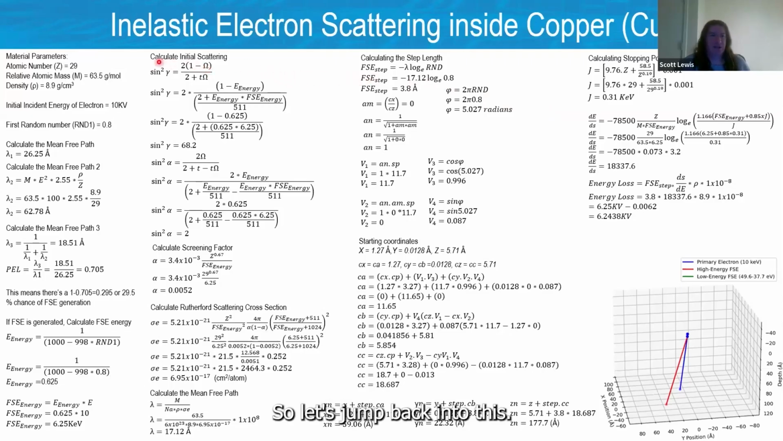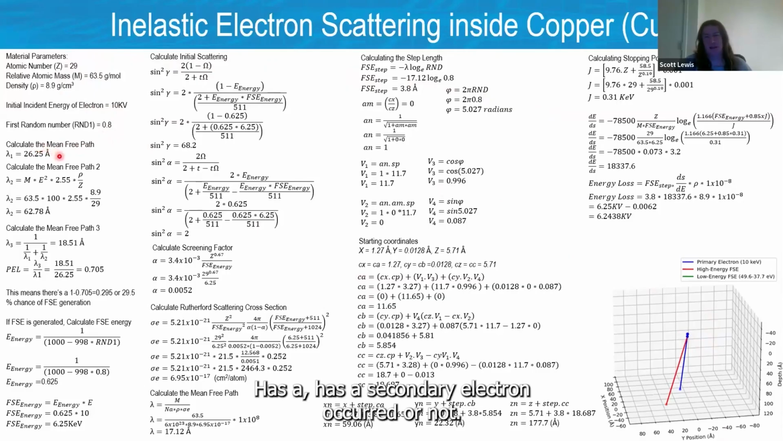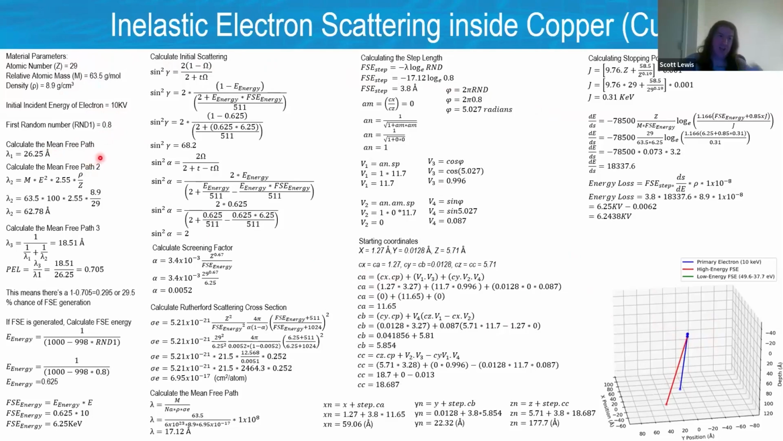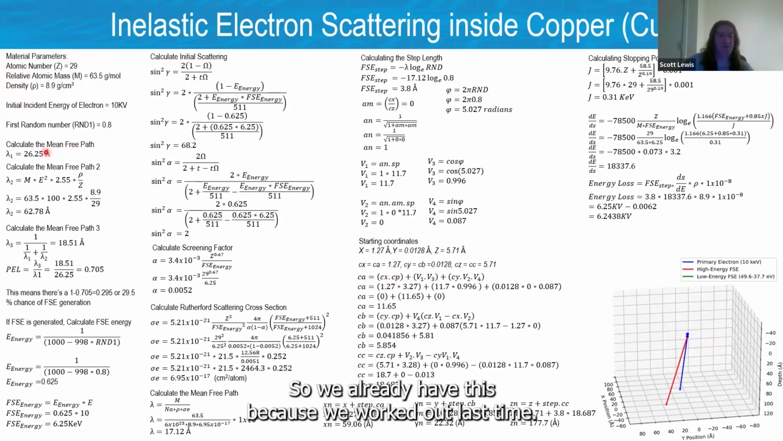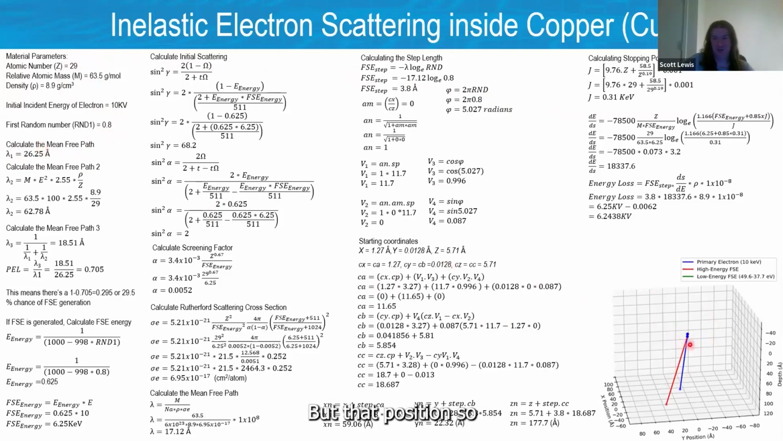So let's jump back into this. We've got an atomic number of 29. This is all the same. I'm now using 10 keV because I'm at this point here. I've used the same random number. I could have changed that. So I need to work out whether a secondary electron has occurred or not. So we need to work out the mean free path. We already have this because we worked it out last time at that position.